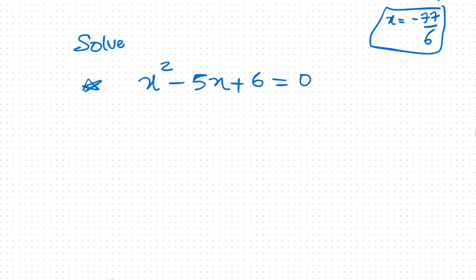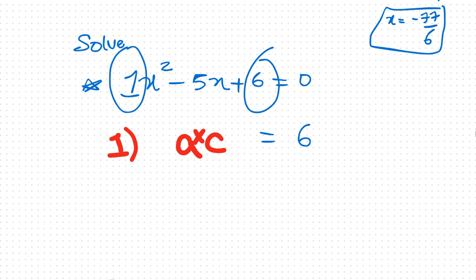The first step is still the same: AC. How much is A and how much is C? 1 times 6, A times C, is 6. This is the product. Now that you have multiplied 1 and 6, which is 6, what do we need to do with the 6 now? Put it in between.